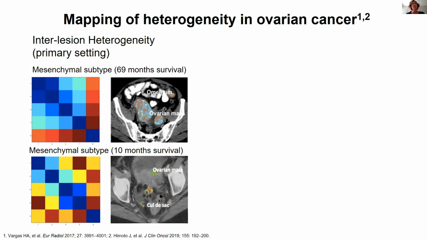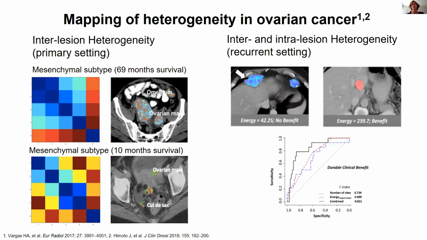And this is in the setting of neoadjuvant chemotherapy, but we've done that, this is work led by Julia Lackman in New York, in the setting of immunotherapy as well. This is in about 70 patients having different regimens and combinations of immunotherapy for recurrent ovarian cancer. And the combination of heterogeneity within the largest lesion and the number of sites of disease was a better predictor of the durable clinical benefit, which is what we use for immunotherapy.